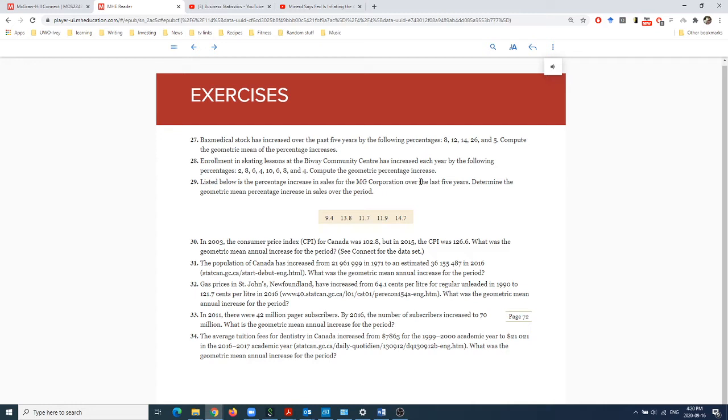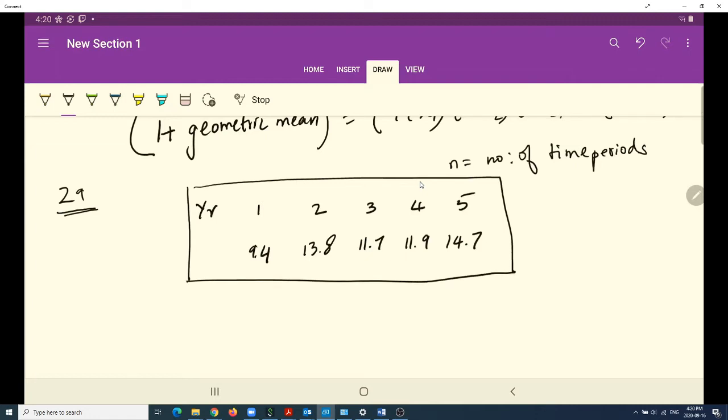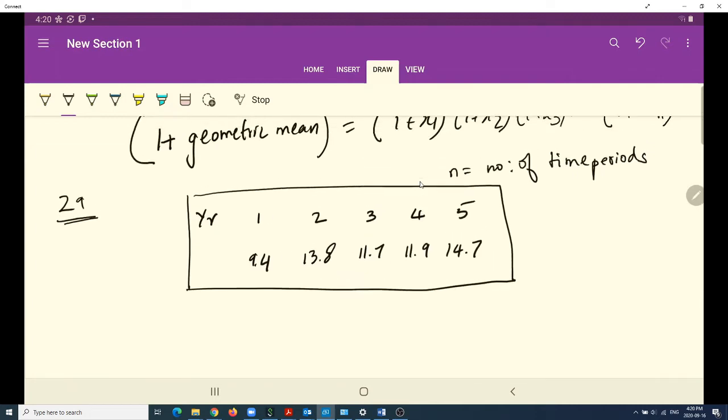And in year one, it grew by 9.4%, 13.8, 11.7, 7.9, and 14.7. Okay, so this is how you could create a quick table. And these are the sales growth from the previous years. These are all in percentages.